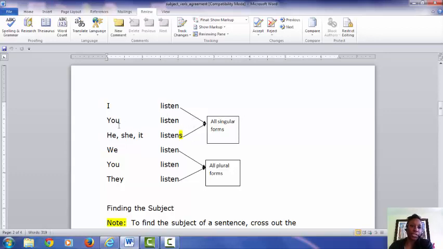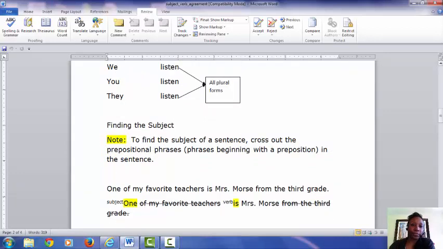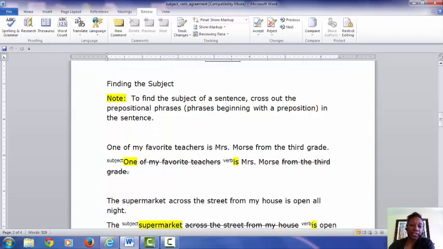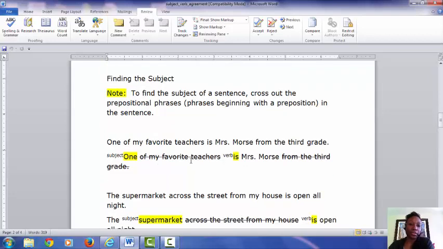And this is how you do it. You would what we call conjugate the verb. I listen, you listen, she, he, or it, or the name of the person, Mila or Jonathan, listens. Okay? And so on and so forth. Now, to find the subject of the sentence, it's very important to cross out any prepositional phrases because the subject of the sentence is never in the prepositional phrase. A prepositional phrase is a phrase that begins with a preposition such as to, in, from, and so forth.